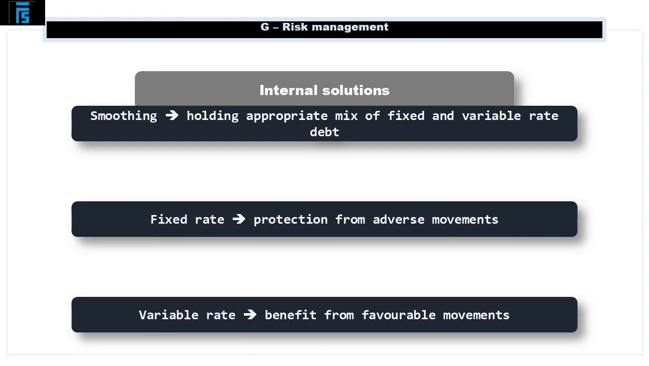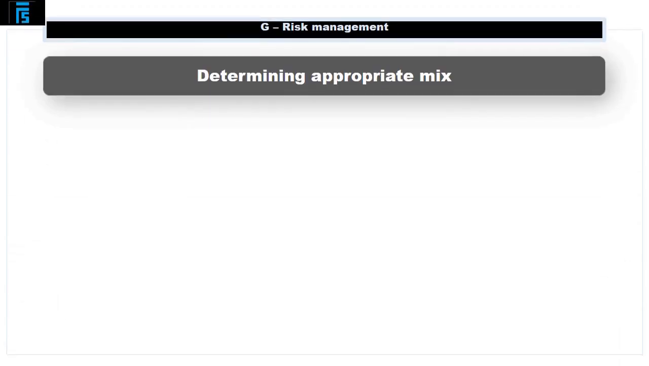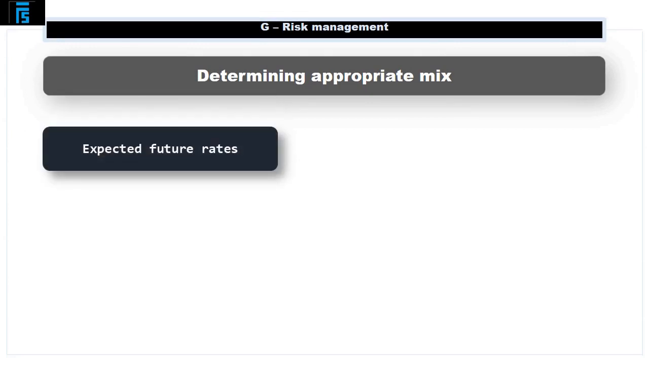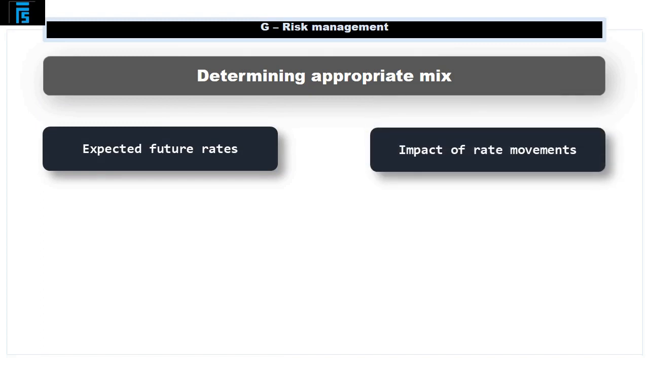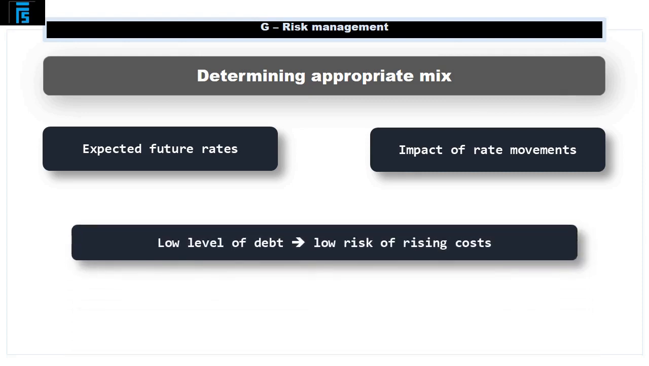It is important to remember that risk simply refers to a variability in the possible outcomes. As such, there is an upside as well as a downside risk. In determining what an appropriate mix is, companies will take into account both expectations as to what future rates will be and the impact that rate movements will have. For example, if a company has relatively low levels of debt, they may be willing to use a bigger proportion of variable rate, as an increase may not prove too costly.